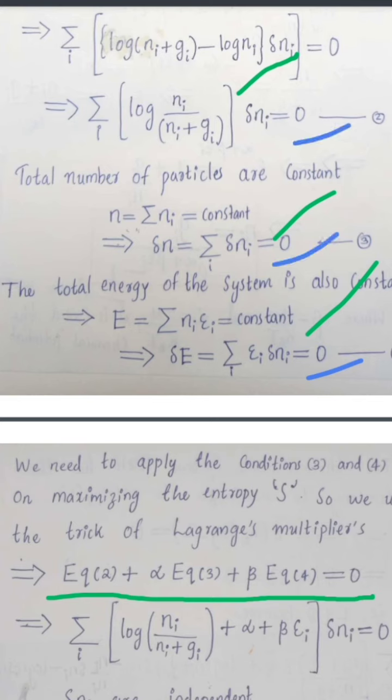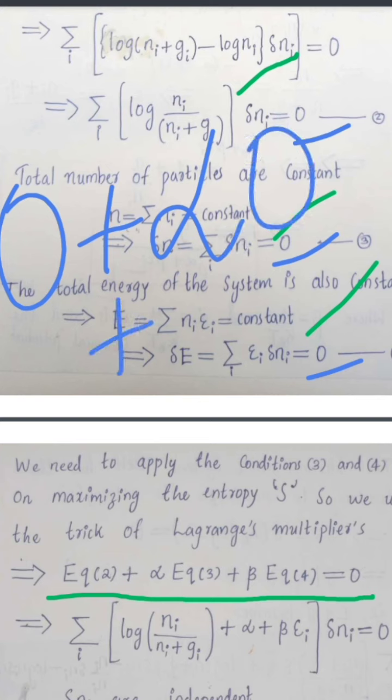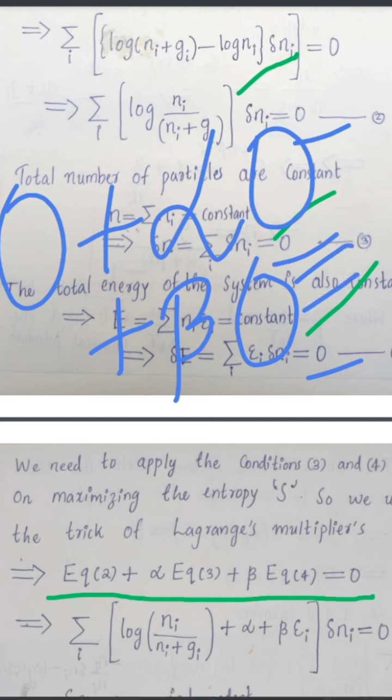This is 0, this is 0, this is 0. So this equation is actually, very simply speaking, in very loose language, a big 0, equation 2, a big 0, plus equation 3, that is actually alpha times another big 0, plus beta times equation 4. Equation 4 is also 0, so another big 0. So on adding these 3 zeros, we get another big 0. That's a very simple idea.